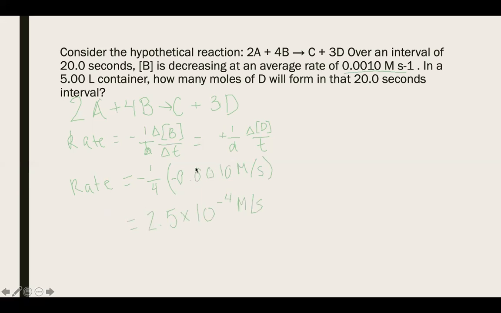So in order to figure out the actual rate of reaction for D, we'll be looking for the value of the delta concentration of D over delta time. We can set 2.5 times 10 to the -4th molar per second equal to 1 over 3 times delta D over T, because the coefficient in front of D is 3, which is the rate of D.